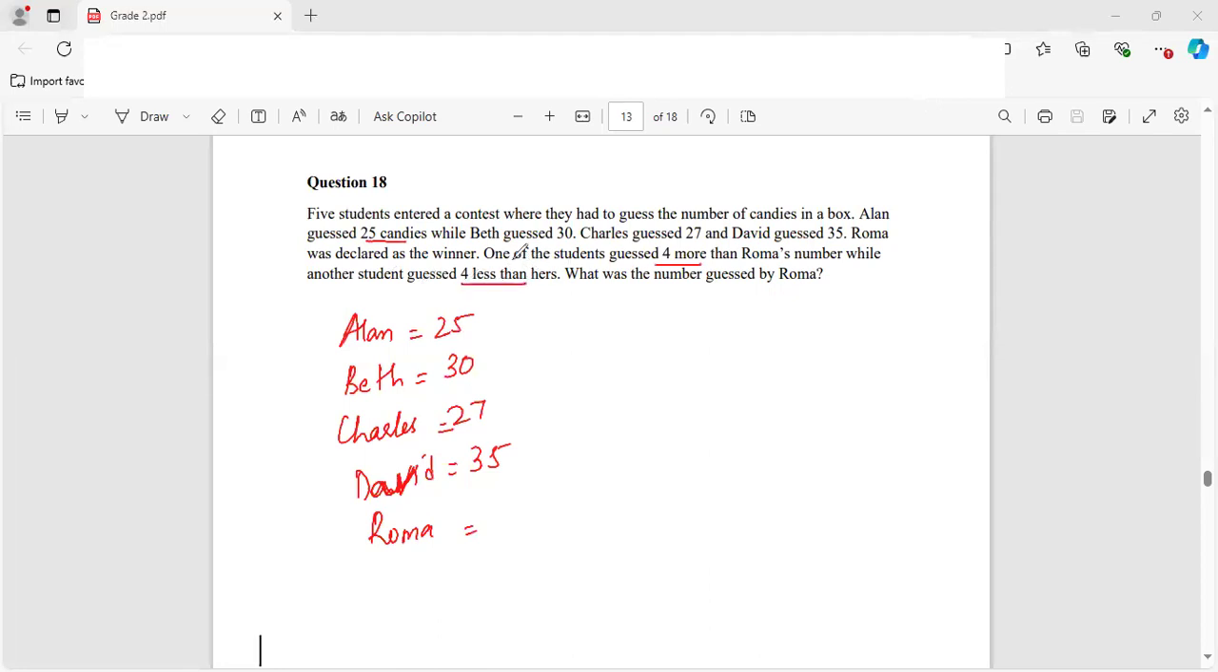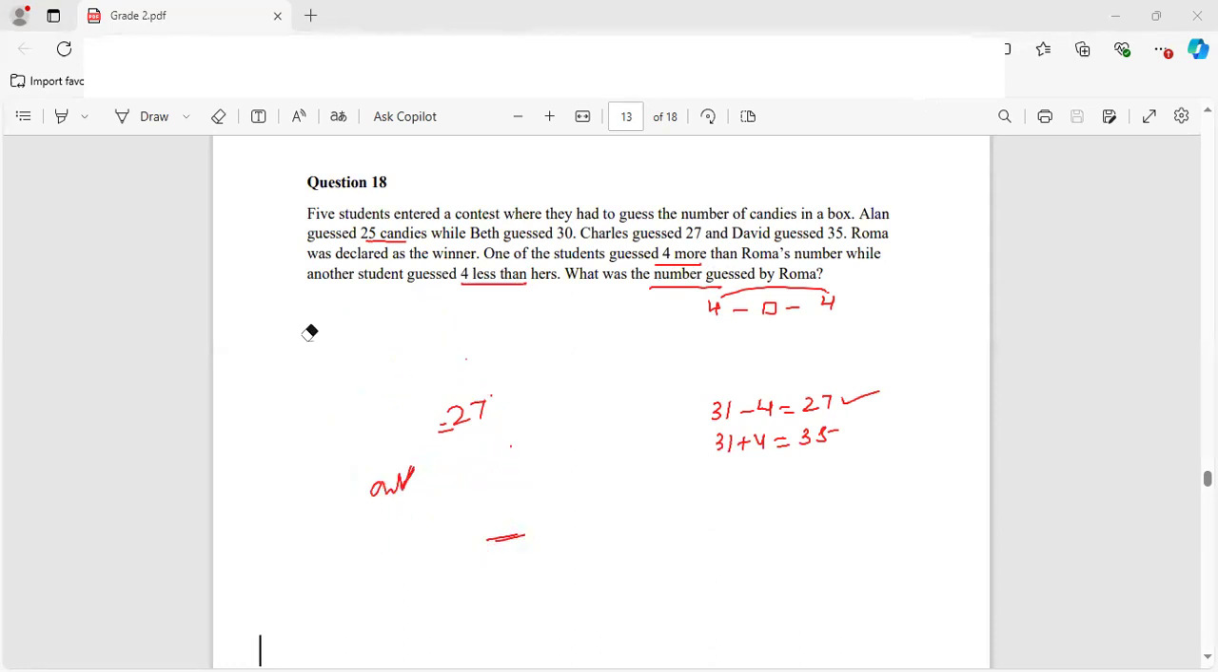What is the number? So you need to see for two numbers which have a gap of 8. 4 here. So you have Roma's number and 4 here. So the total difference between these numbers should be 8. If you look at 25 and here, there is only a difference of 5. Here also the difference is 3. But here the difference is 8. So if I take Roma's number to be 31, then 31 minus 4 is 27, which I have, and 31 plus 4 is 35, which I also have. So what was the number guessed by Roma? The number guessed by Roma was 31. So the answer for question 18 is 31.